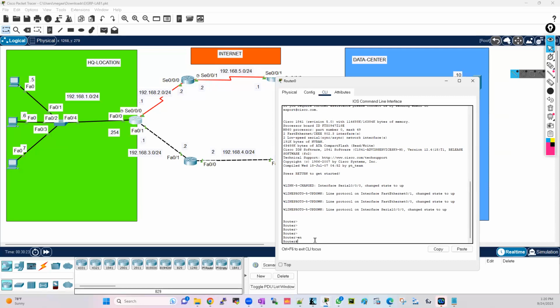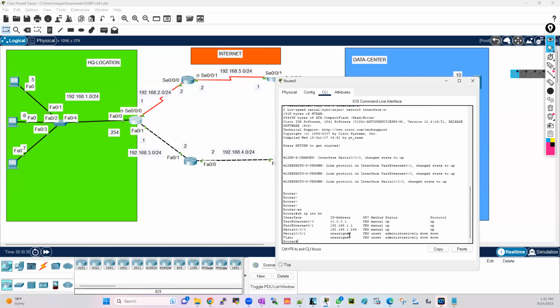So now, let's put the command config t. First of all, let's check show ip interface brief to see where it's configured. All right. We see these 3 interfaces are already configured, with FastEthernet 0 with 10.0.1.1, all of them. I will remove them now.